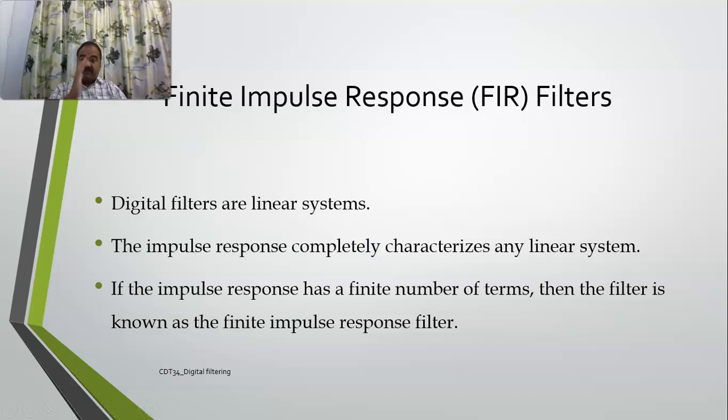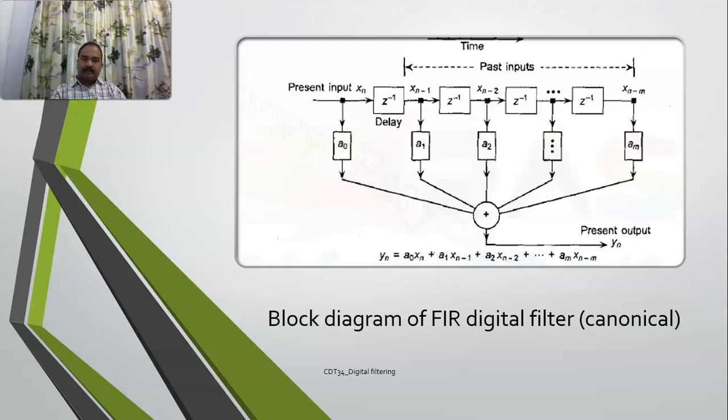You know that digital filters are linear systems, and their impulse response completely characterizes any linear system. Now, if the impulse response you are taking for your filtering activity consists of a finite number of terms, then the filter is called a finite impulse response filter. If you take an infinite number of terms in your impulse response, then it is called an infinite impulse response filter. That is the only difference between finite impulse response and infinite impulse response filters in terms of your inputs. Now, see here, this is your FIR digital filter.